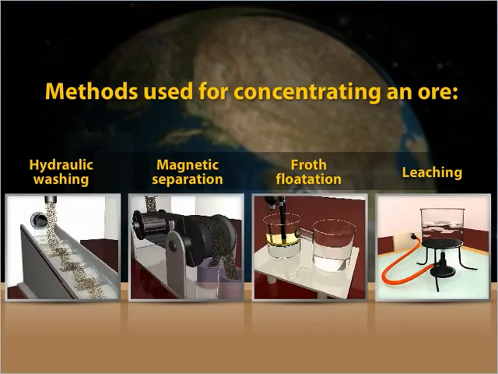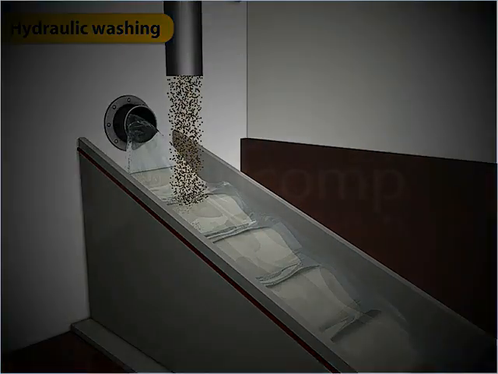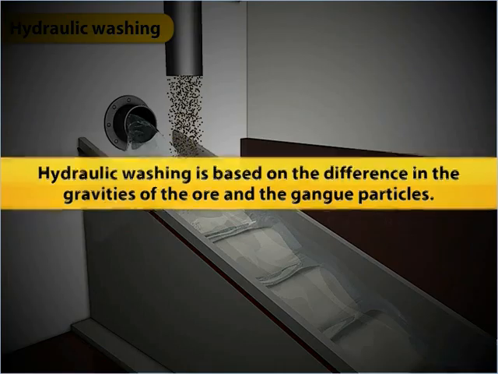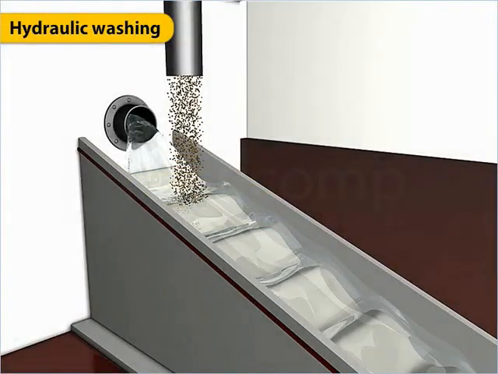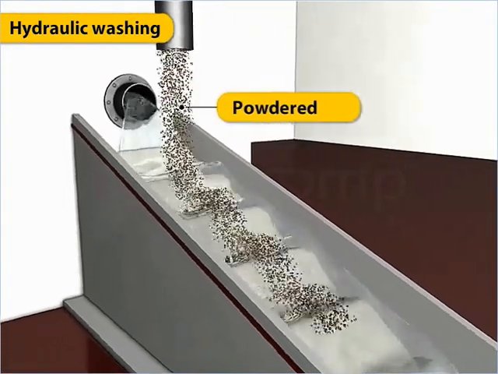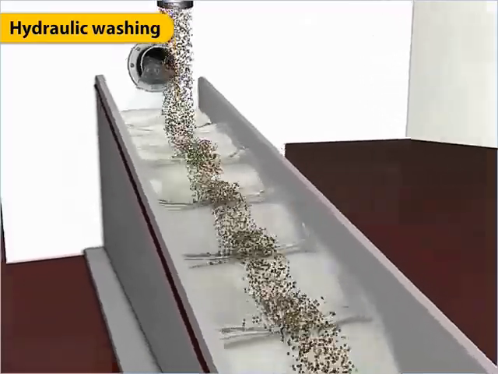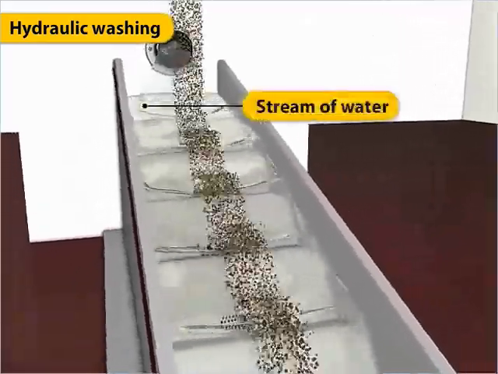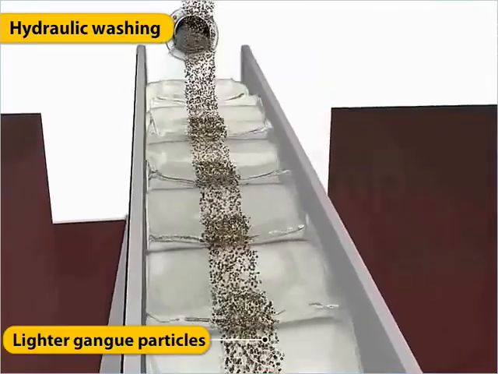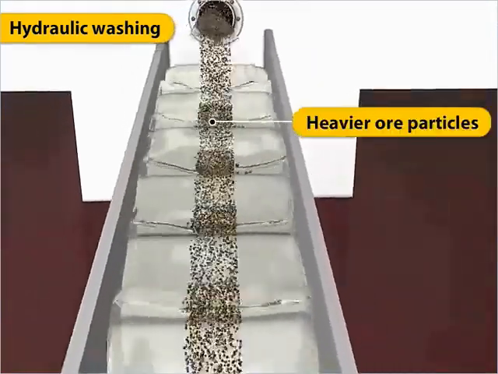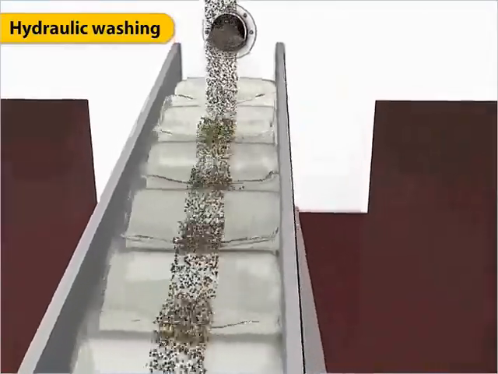Let's first learn in detail about the method of hydraulic washing, which is based on the difference in the gravities of the ore and the gangue particles. In hydraulic washing, powdered ore is spread on a sloping block having grooves. When a stream of water is allowed to flow over the ore, lighter gangue particles get washed away, leaving the heavier ore particles behind within the grooves.